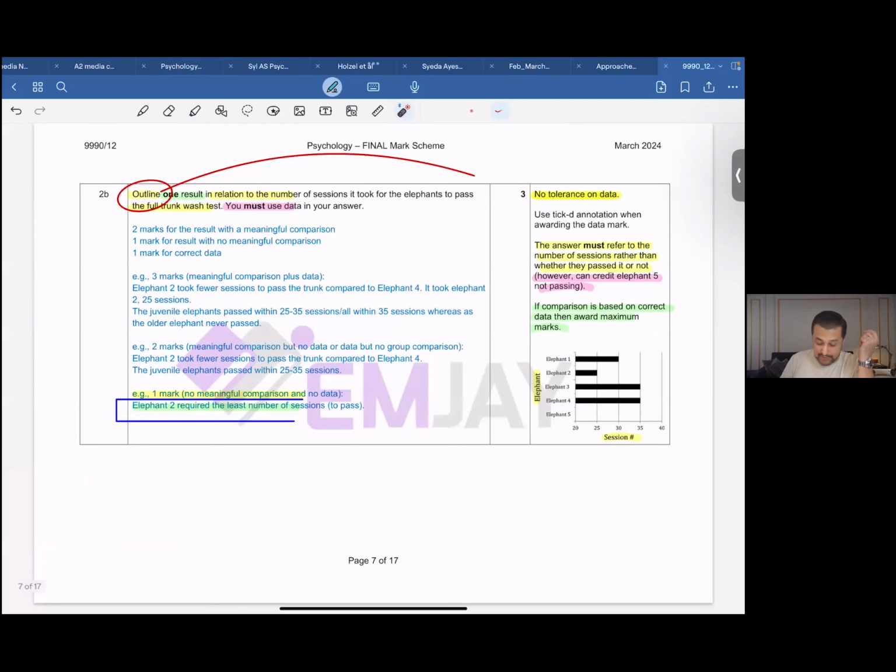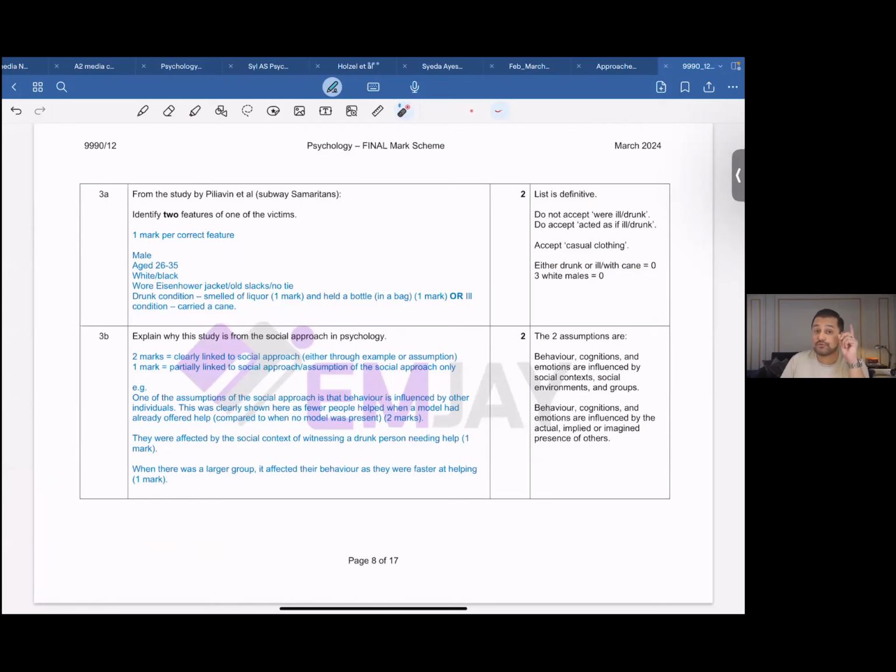2B is of 3 marks. That together makes it 5 marks again. So question one was of 5 marks. Question 1 was on Baron-Cohen. Question 2 is again of 5 marks, and question 2 was on the study by Fagan et al. Elephant learning.